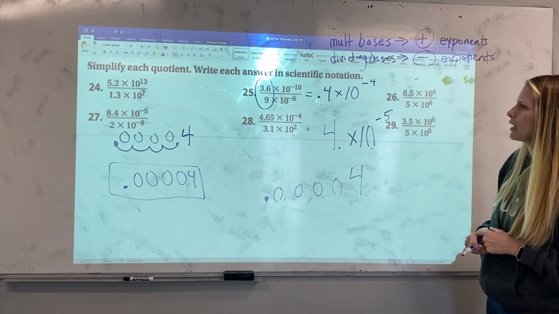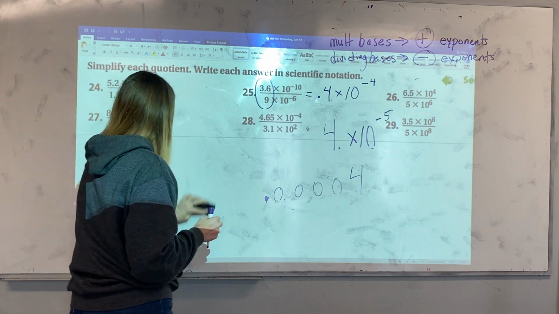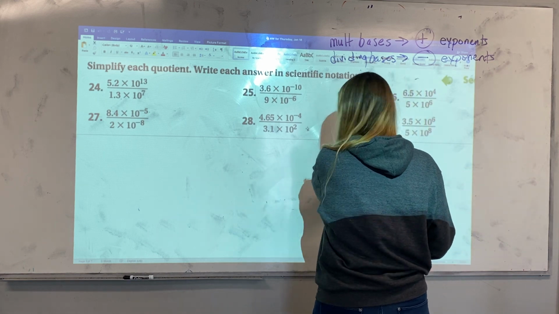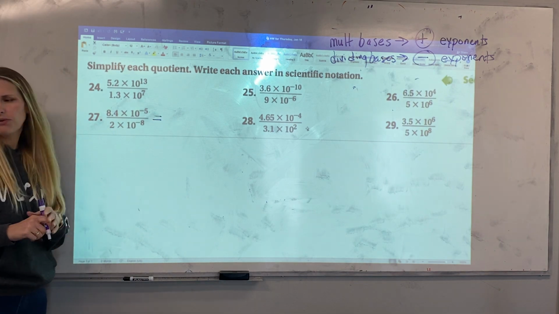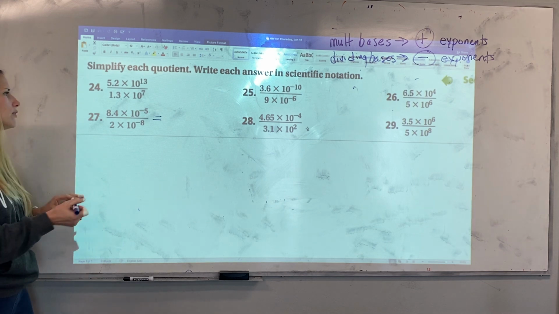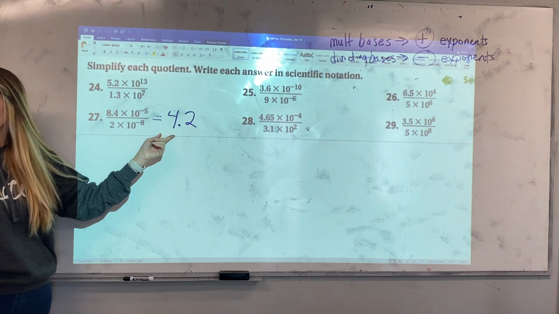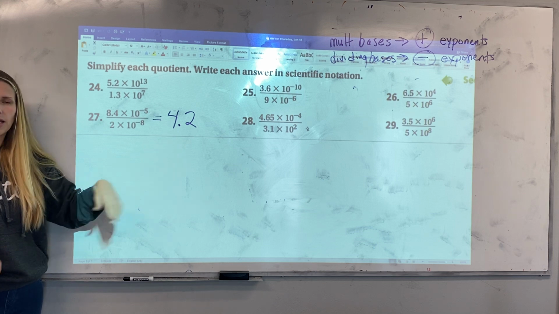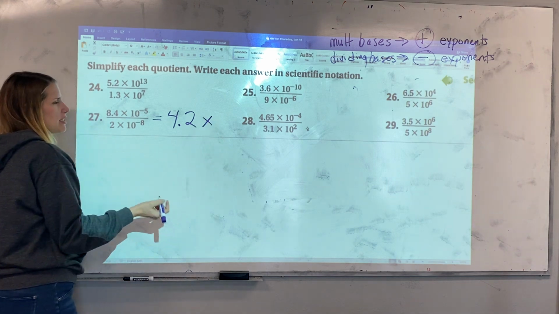Let's do number 27 so we can practice again. Okay, the easy part. 8.4 divided by 2 is 4.2, yay. Oh, you know what I love about that? It's already in proper scientific notation because there's a ones place and the rest decimals, right? So we're not gonna have to do all that crazy stuff that we did before.